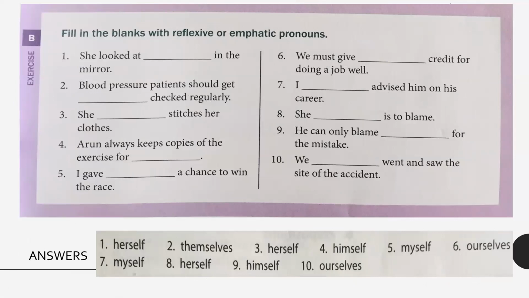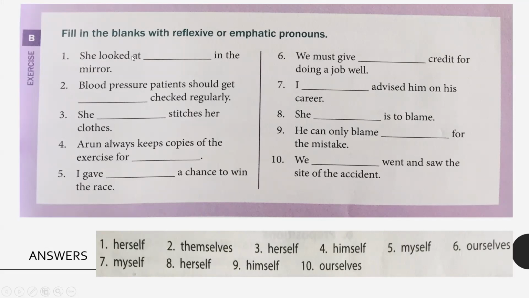Fill in the blanks with reflexive or emphatic pronouns. Now remember, reflexive or emphatic pronouns will always have self in case of singular pronoun, and selves in case of plural pronouns. And remember, reflexive or emphatic means the action will return back to the subject. Number one, she looked at dash in the mirror. Answer is herself. Blood pressure patients should get dash checked regularly. Number two, themselves. Now see, patients, S is there, means it is plural, more than one. So we are using themselves, selves.